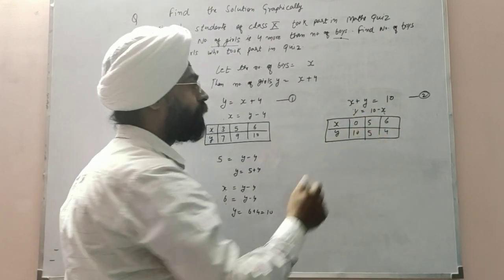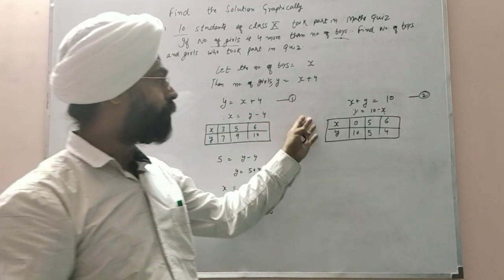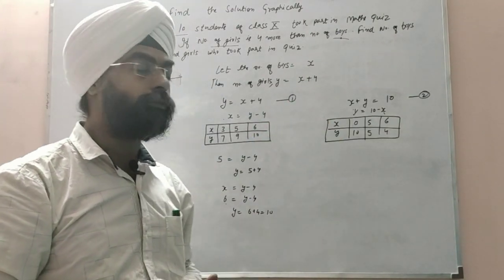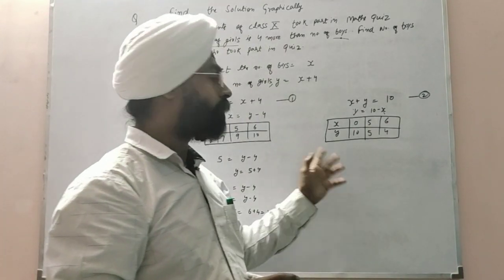So this is a very simple equation. You need not solve like this also. You can solve it graphically directly from the table also. Then you have to plot the coordinates of these points on the graph paper.